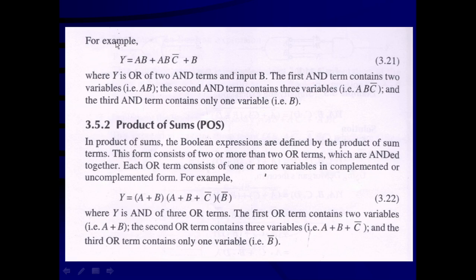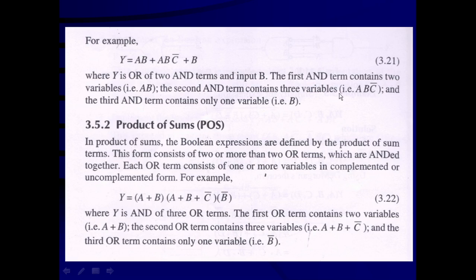For example, here it is given the output Y is equal to AB, the first AND term, which has two variables A and B, forming a product. The second term is again a product, which has three variables A, B and C bar. And the third term is a single variable B. So here there are three terms which are going to be ORed, and that's why it is called a sum of product equation, where Y is the OR of the three AND terms.